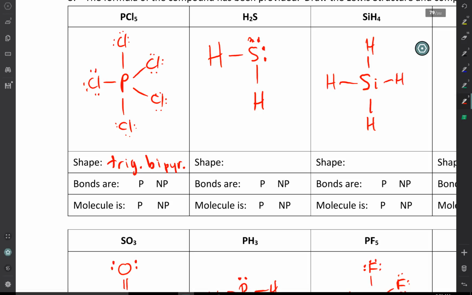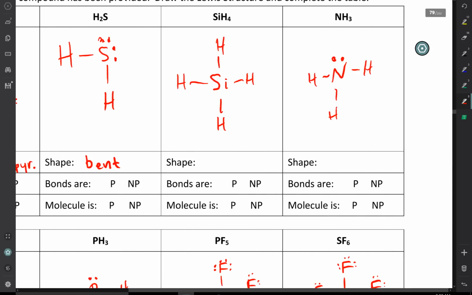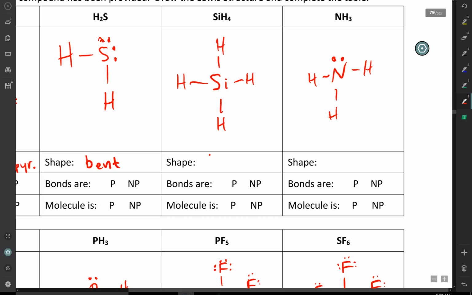Moving on to H2S. I've got 2 bonded pairs of electrons. I have 2 unshared pairs of electrons. Only one geometry was going to work. That's bent. It's kind of analogous to H2O. Moving right across the rest of these. The shape here, with 4 bonded pairs of electrons to 4 different atoms and no unshared pairs, is going to give me the tetrahedral geometry.